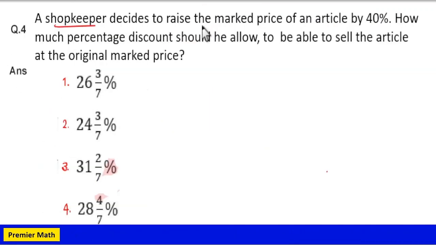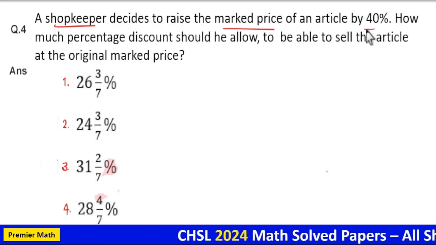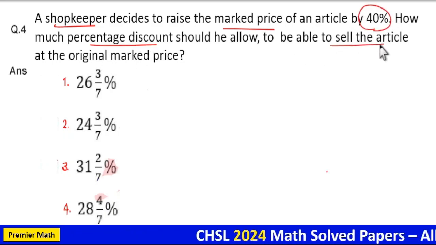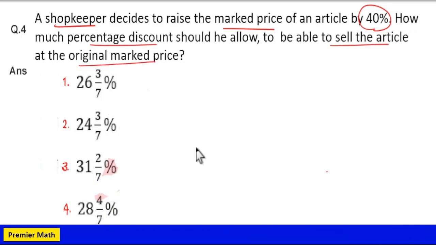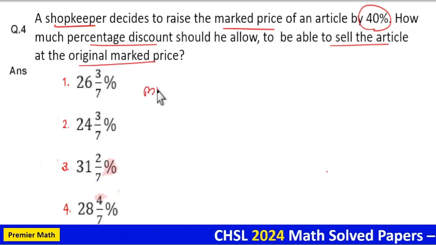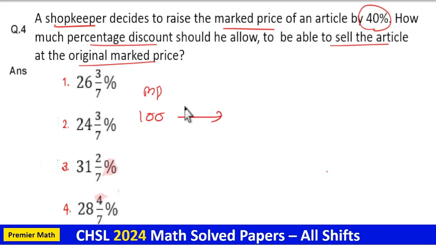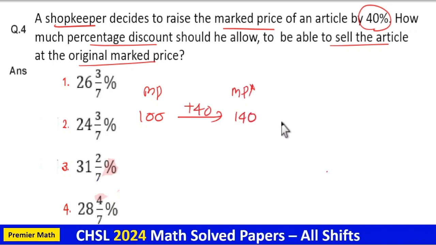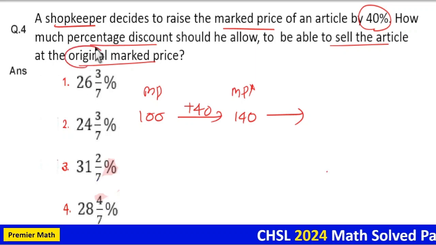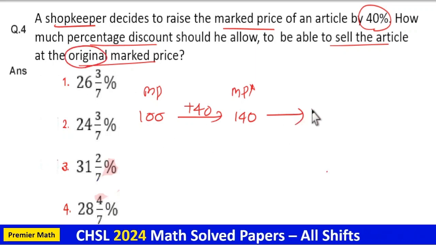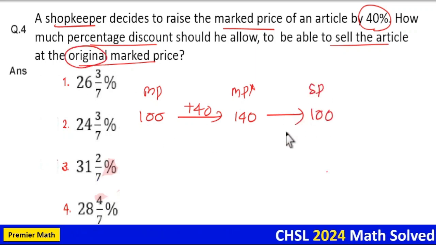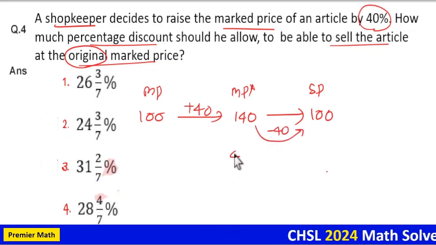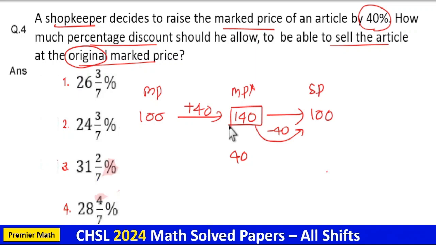A shopkeeper decides to raise the marked price of an article by 40%. How much percentage discount should he allow to be able to sell the article at the original marked price? Consider the original marked price as 100 rupees. Then he raises it by 40%, which means the current marked price is 140 rupees. Now he should sell it at the original marked price, that is, he should sell it at 100 rupees. That is, he should decrease the selling price by 40 rupees. That is, this 40 rupees should be decreased from 140 rupees.